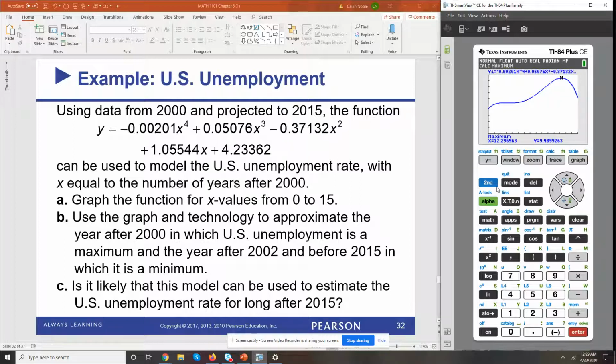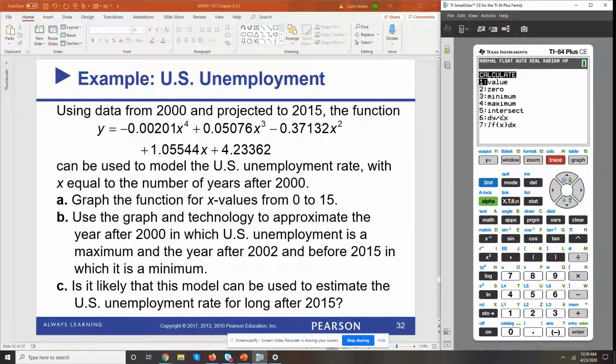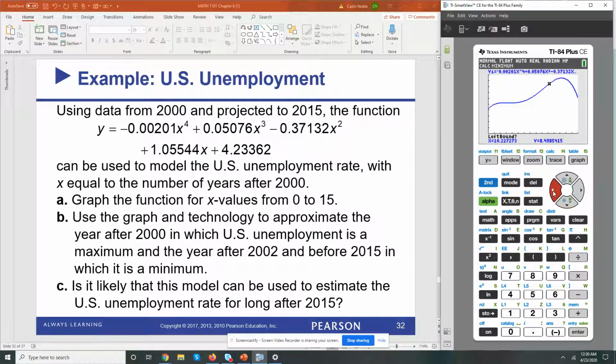So I'm going to find the other ones by hitting second trace, and I'm going to go for the minimum first, so number 3. I'm going to move that blinking cursor to the area where it looks like it might have a low point. So slightly to the left of where I think the low point may be and hit enter. Slightly to the right of where I think it should be and hit enter.